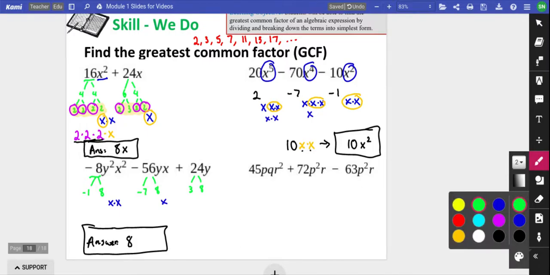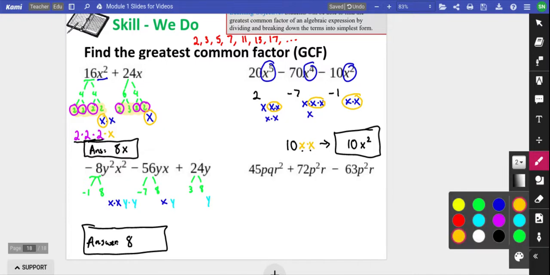Now let's bring down the y's. The first one has y squared. That means y times y. The second one has y. And the third one only has one y. So let's start looking at what they have in common.